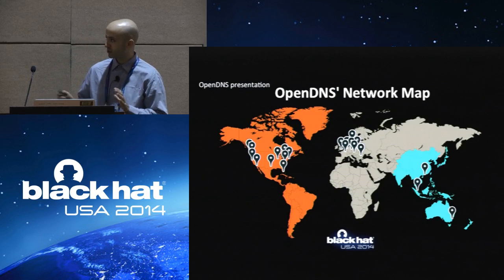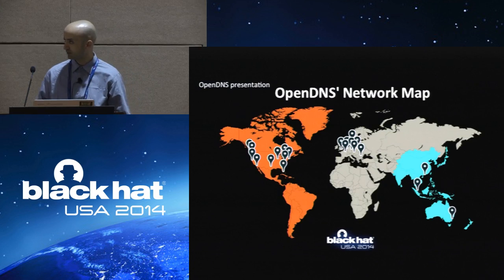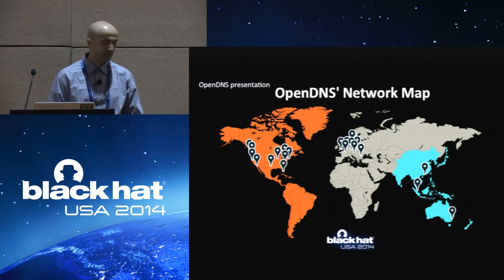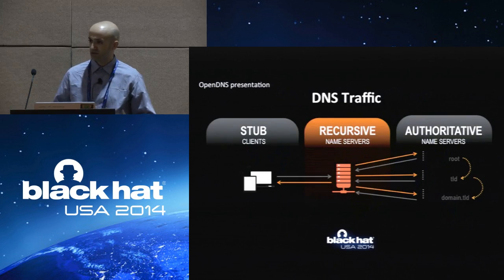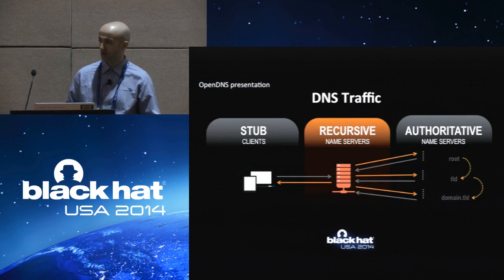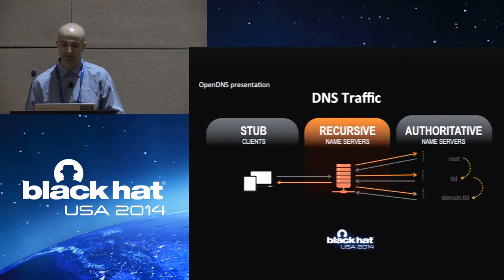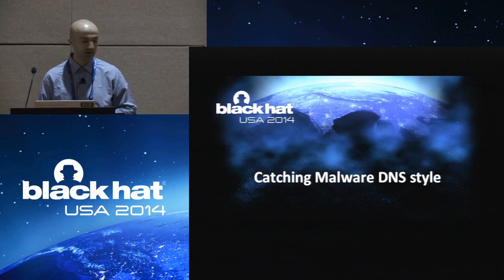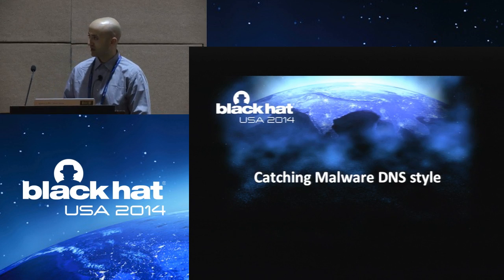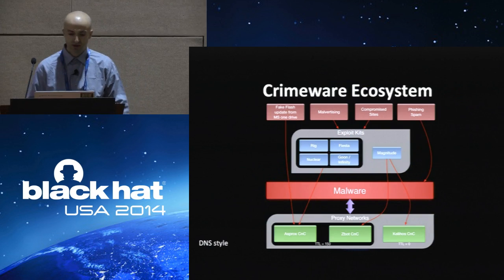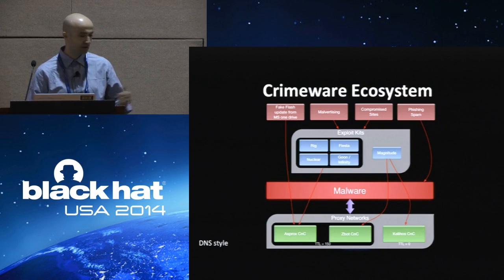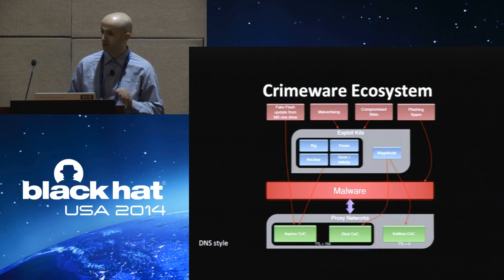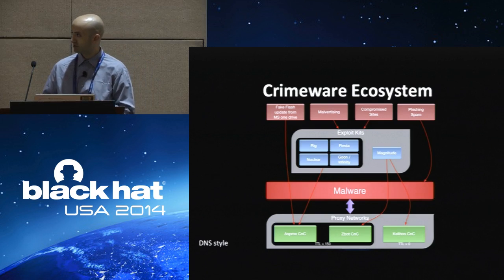So this is our OpenDNS's worldwide presence. We have 22 data centers across 4 continents. And it allows us to see a lot of traffic, mainly DNS of 2 types, recursive and authoritative. So now let's get into the main part about DNS. Before that, let's lay some foundations. This slide here shares with you the current crimeware ecosystem, mainly for mass malware or commodity malware.